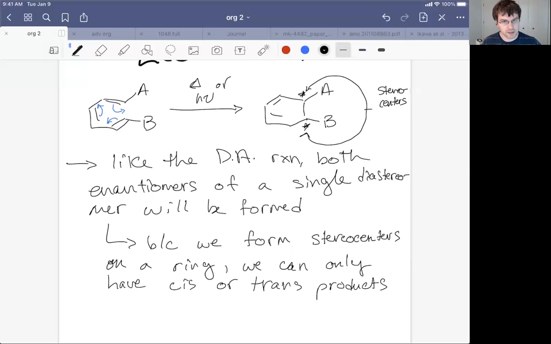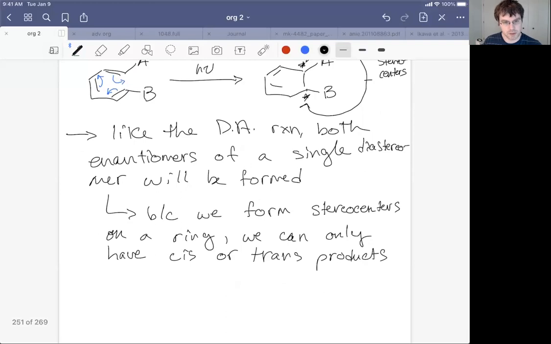If it's always trans, then if A is wedge, then B is a dash. They're opposite. And then if the corresponding enantiomer gets formed, which it always does, then if A is a dash, then B is a wedge. Okay, so what we need to recognize is that in a situation like this where we have only two substituents, we're going to form a cis or a trans product. And so we want to be able to label that.